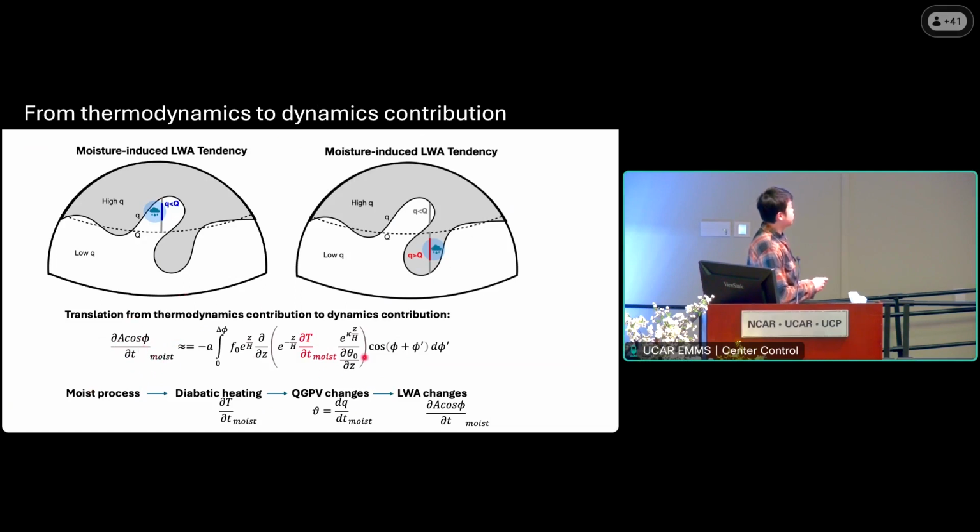And here's a good schematic plot to help you understand the calculation. The basic idea is that the moist process comes with distinct diabatic heating in different types of block. And this is dt moist. The QGPV field would be changed because it's no longer conserved. And then the wave activity will be changed, as will the amplitude of the block.